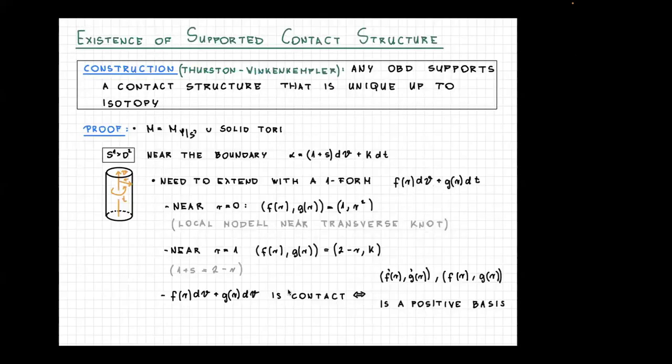Okay, so this is what's written here. I think I left out the half, which is not important. And now I changed my coordinates. So this 1 plus s is translating into 2 minus r if you use the coordinates of the solid torus. And now, I also need that this f(r) d theta plus g(r) dt is a contact form.